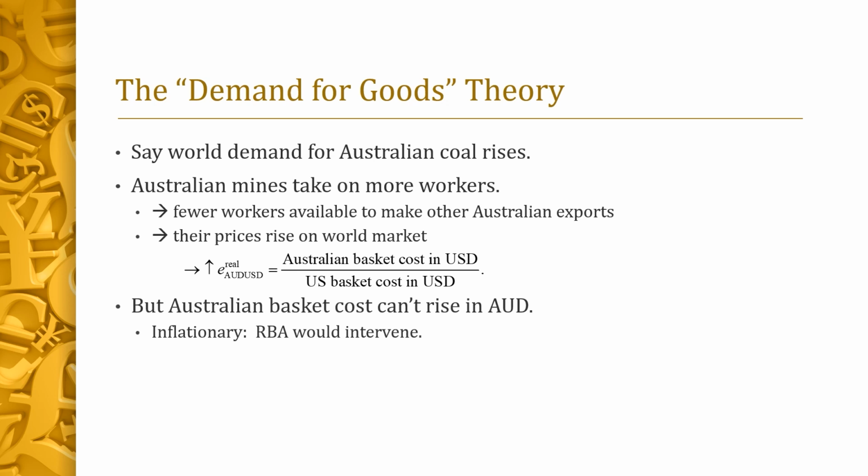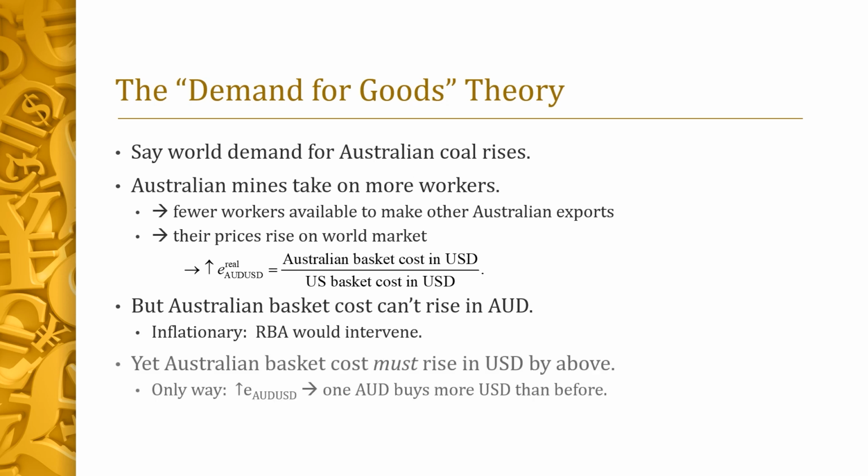But we are assuming that the RBA will keep inflation low. Thus, the cost of the Australian basket in Australian dollars cannot change much. Yet, we just said that the Australian basket cost in US dollars must rise. The only way that a basket's cost in US dollars can rise while its cost in Australian dollars stays the same is if one Australian dollar buys more US dollars than before. That is, Australia's nominal exchange rate E with the US dollar must rise.